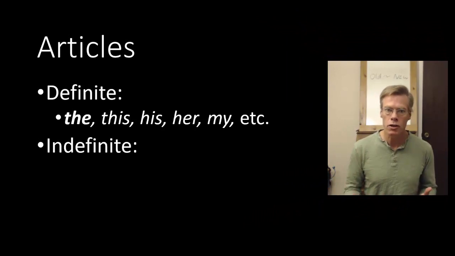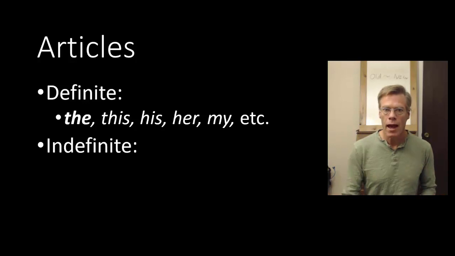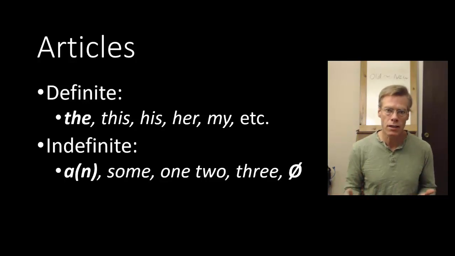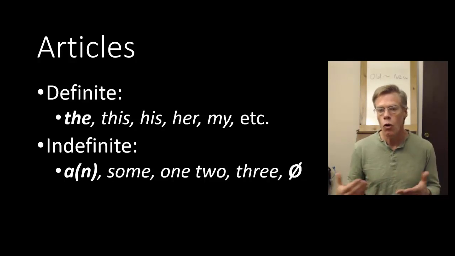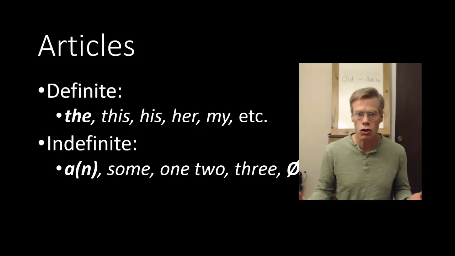In fact, we could argue that "this" and "that," all of the possessives, "his," "her," "my," all of those function as definite articles. And with indefinites, we see that there is "a" and "an" as indefinite articles, but as well "some," "1, 2, 3," all of the cardinals. And we've also got this one that is just the absence of an article, which I represent with the empty set symbol. That too acts as an indefinite marker.